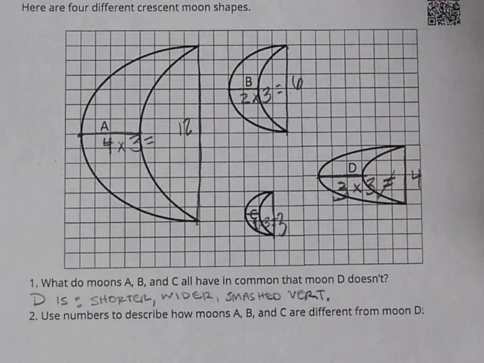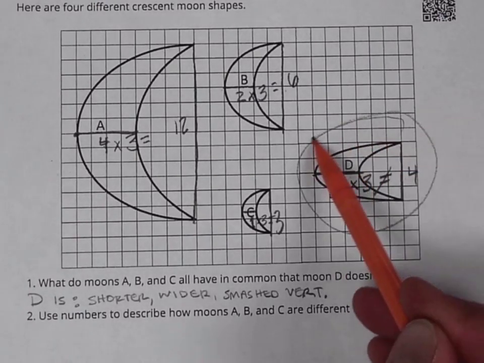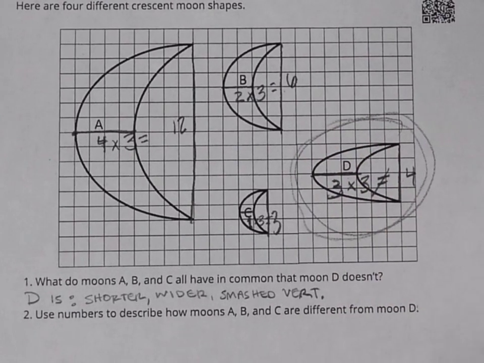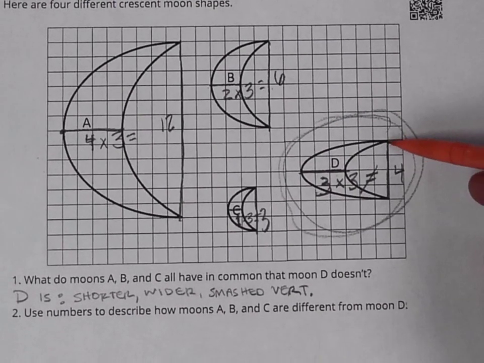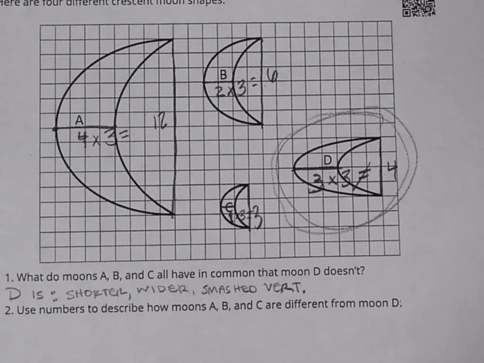Yeah, I totally agree. Okay, so I think we've kind of established that D is different visually, but it's also different when we look at it mathematically, when we look at the ratio of the height to width. So yeah, I agree. I think that's a good one. Good observations there. All right.